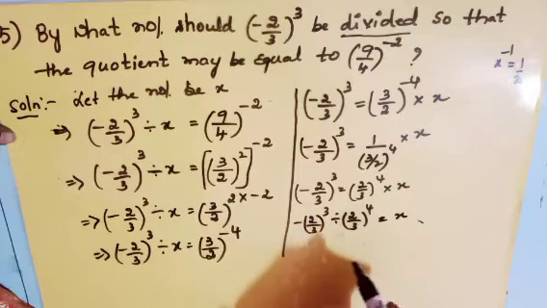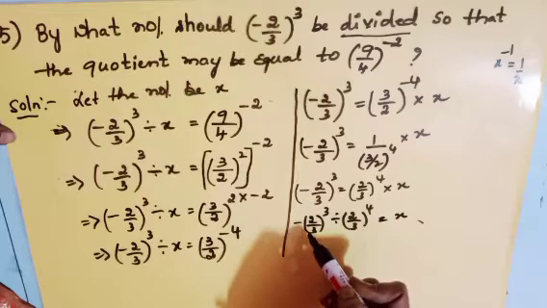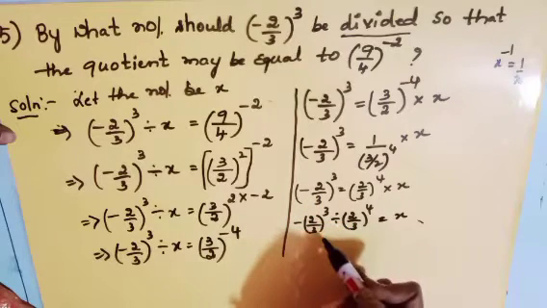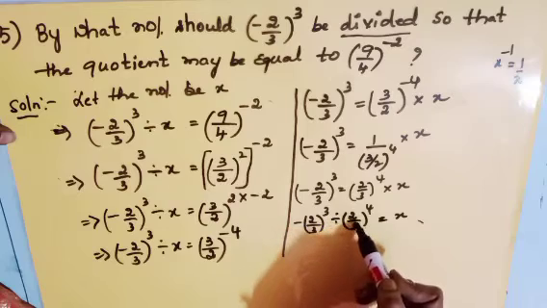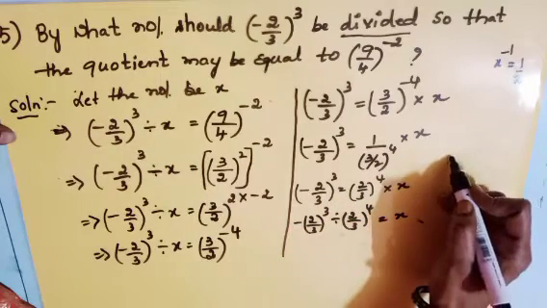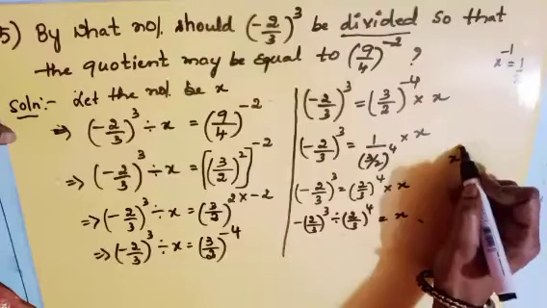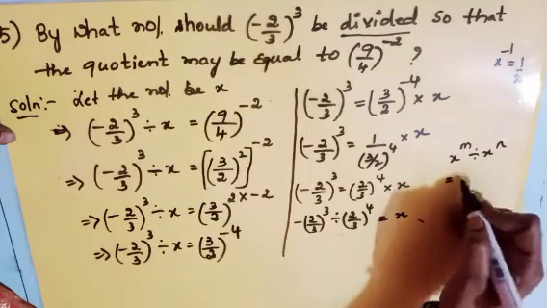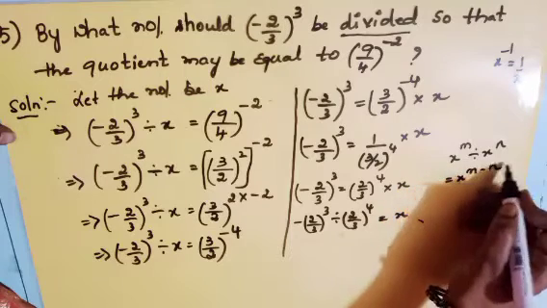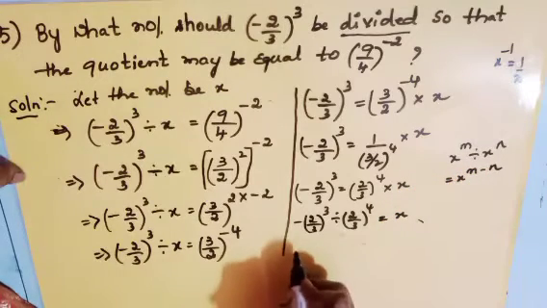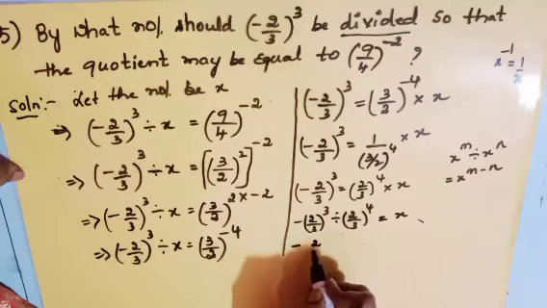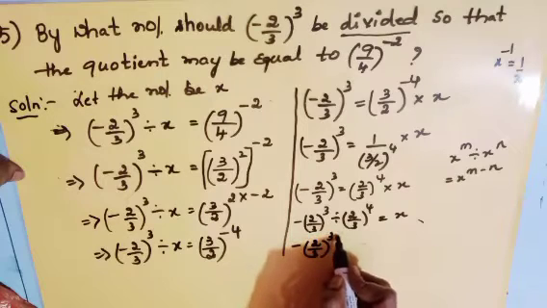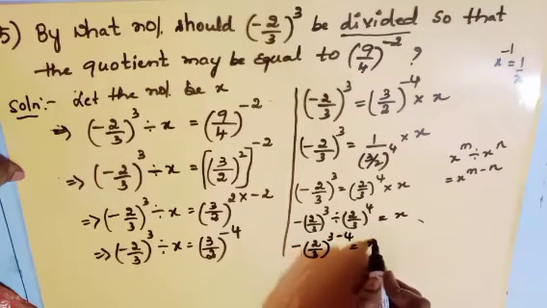So now it is in the form x^m divided by x^n, so we have to apply the second law. What will we get? x^(m-n). So we have to apply it here. Minus sign as it is, so (2/3)^(3-4) equals x.